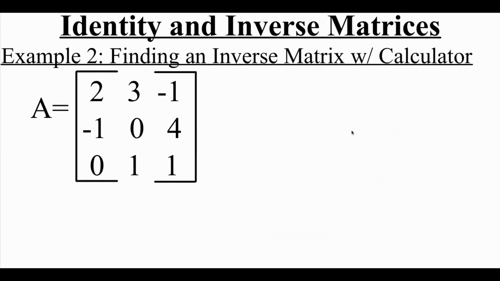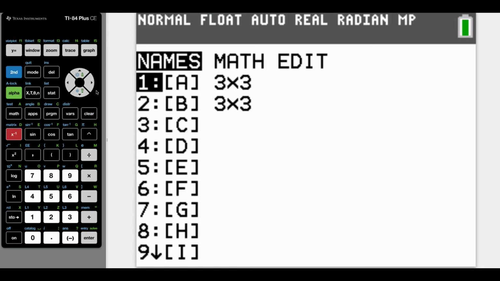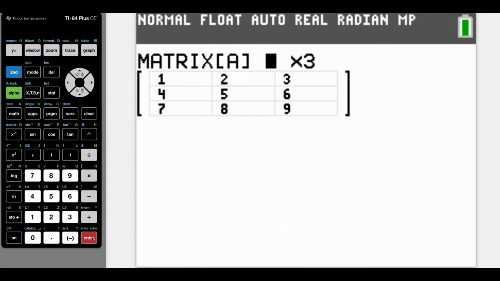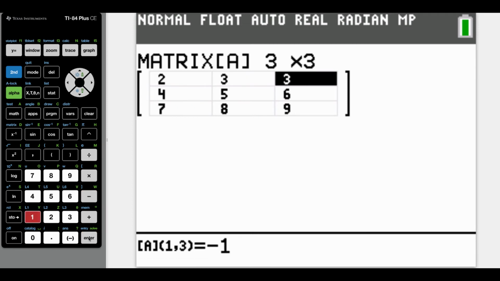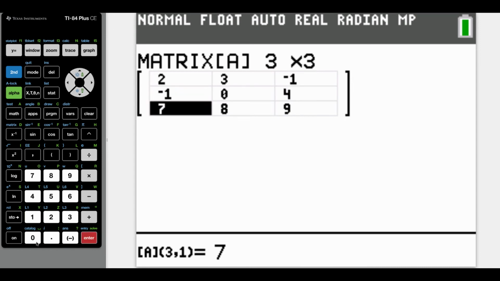Now it is possible for us to find an inverse matrix using our calculator. So we've got this matrix A with entries 2, 3, negative 1, negative 1, 0, 4, and 0, 1, 1. And we're going to use our calculator to help us find its inverse. So I'm going to go second matrix, and I'm going to edit matrix A. We've got a 3 by 3 matrix that we're dealing with, but we're going to have to change the entries in here. So we've got 2, 3, negative 1, and then negative 1, 0, 4, and then 0, 1, 1.